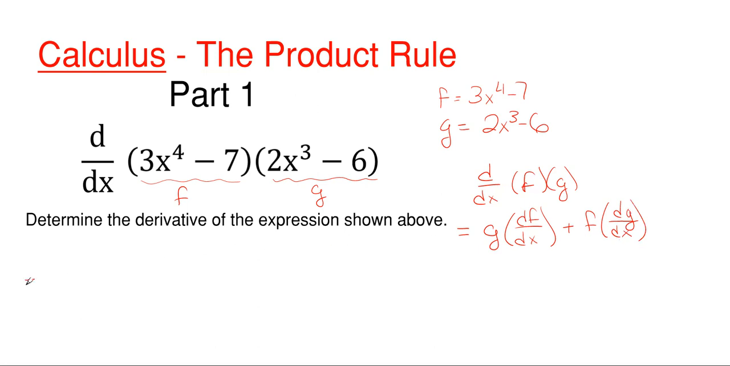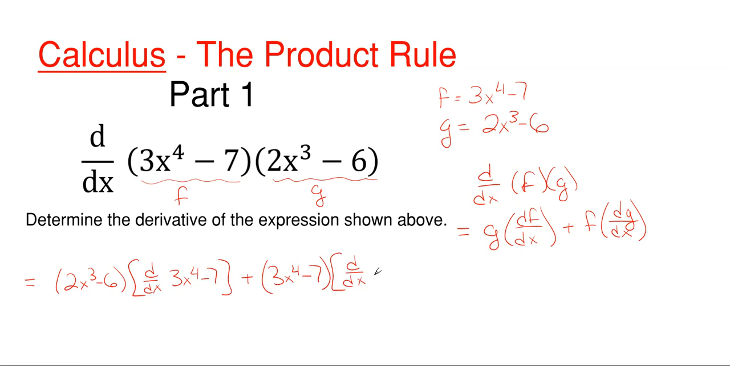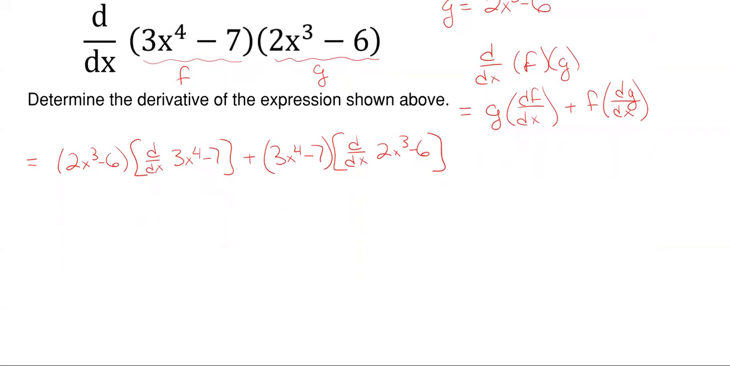So plugging in what we have here, we have g, which is going to be 2x cubed minus 6, times the derivative with respect to x of f, which is 3x to the fourth minus 7, and then plus f, which is 3x to the fourth minus 7, all of that times the derivative with respect to x of g, which is up here at 2x cubed minus 6. Well, now our terms are in about the simplest form as they can get here. So now we can easily solve this.